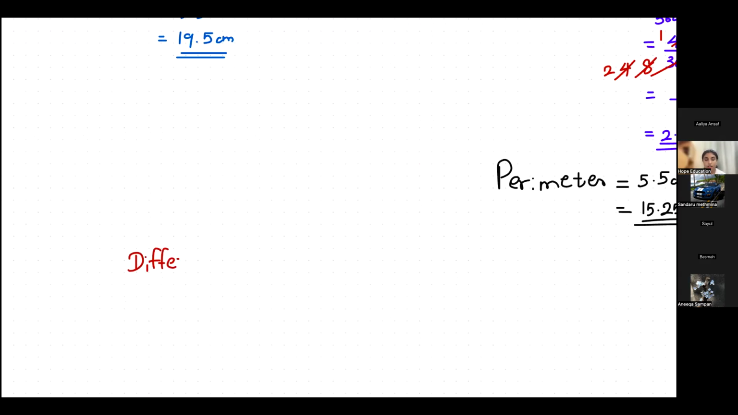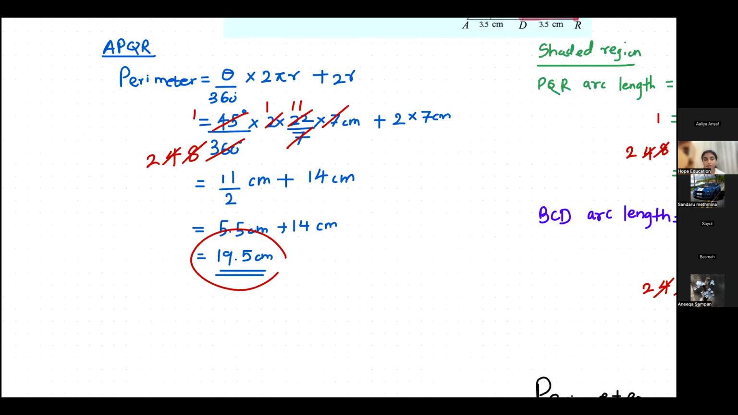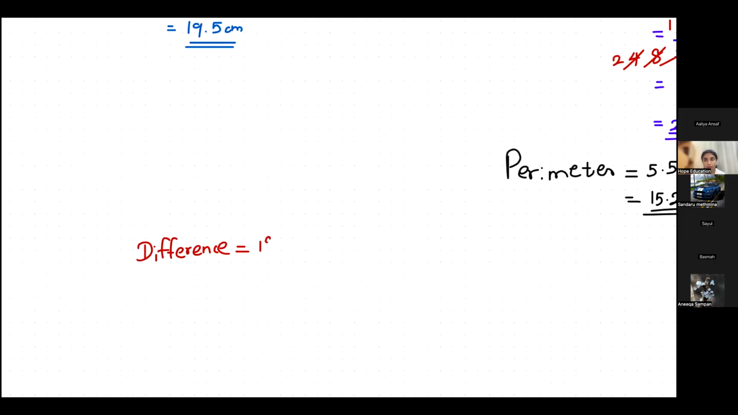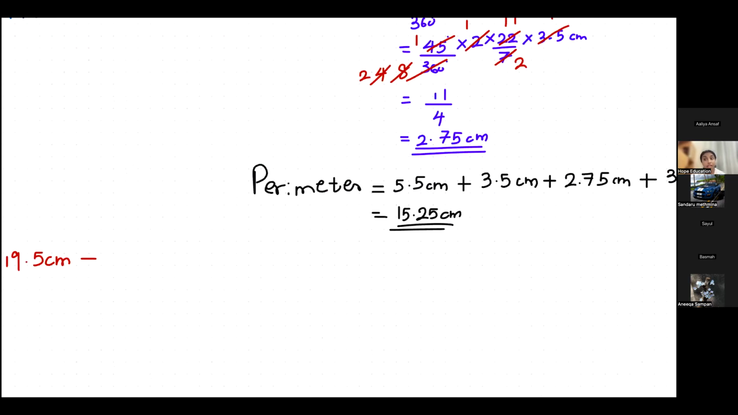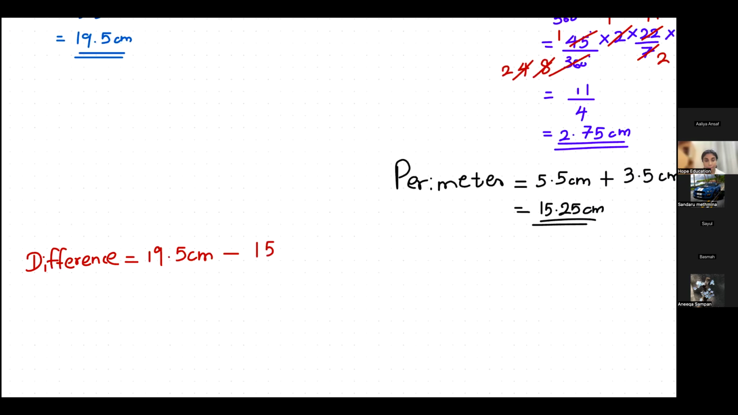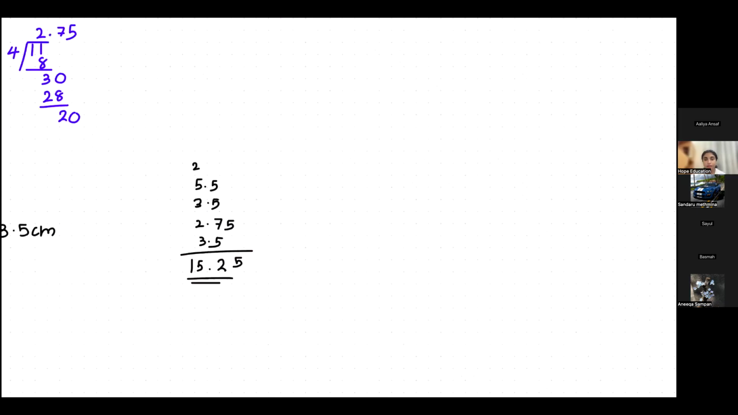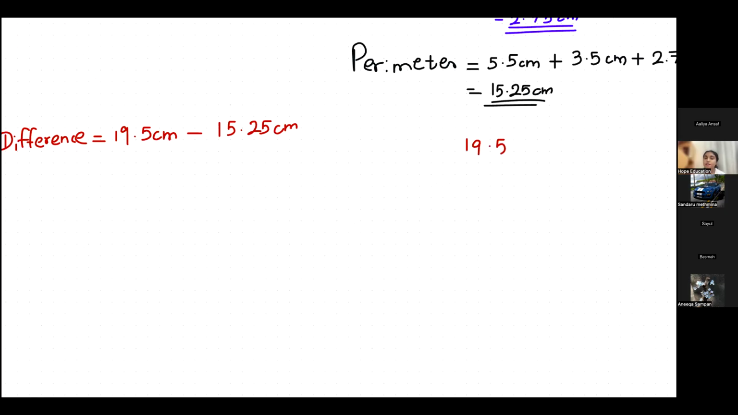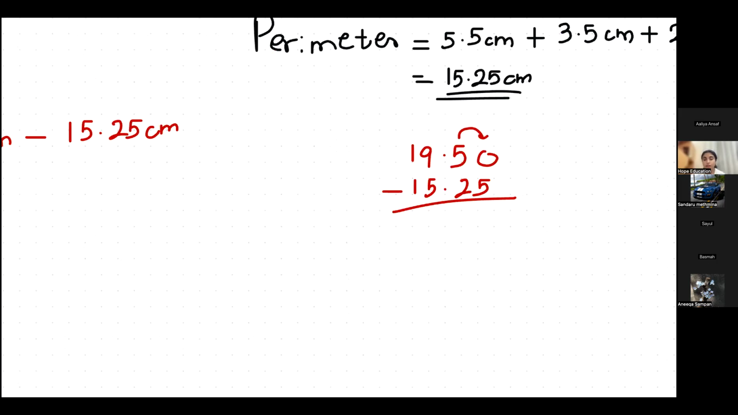So the difference: our APQR sector perimeter is 19.5. From that I subtract the perimeter of my shaded region, which is 15.25. I'll subtract on this side. 19.5 minus 15.25. There is nothing here, there's a 0. We can't subtract 5 from 0. So we borrow one from here, so we have 10. 10 minus 5 is 5.